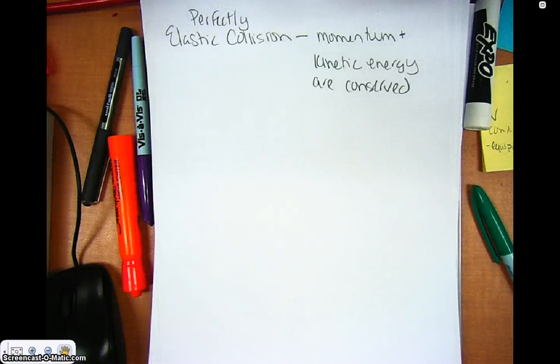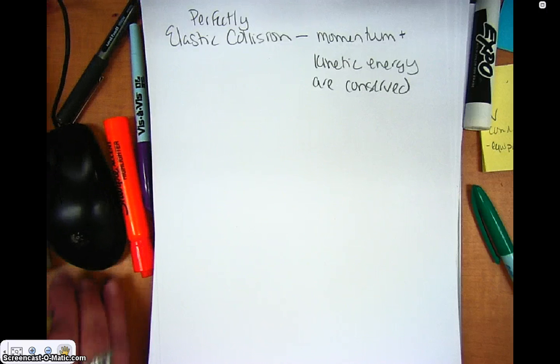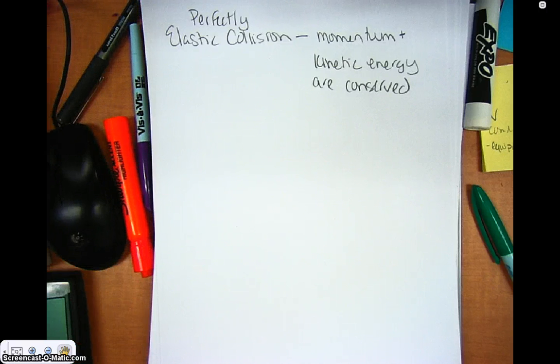Alright, in this video we're going to start to talk about collisions. So in the last video we talked about explosions and the fact that momentum was conserved. Now we're going to talk about when two objects actually run into one another. So in this video, let's just address the idea of a perfectly elastic collision.